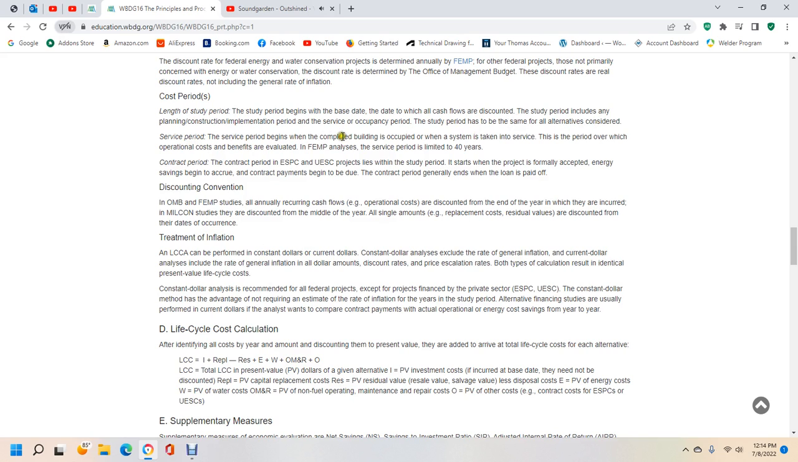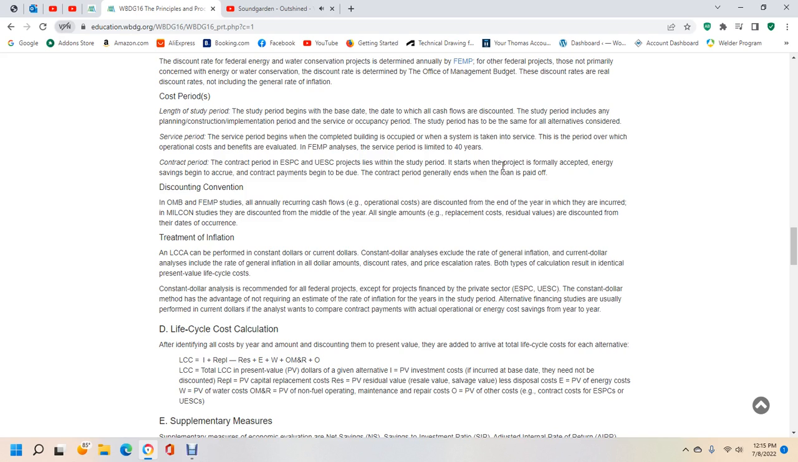The service period begins when the building is completed and occupied, and the same system is taken into consideration. This is the period over which operational costs and benefits are evaluated in FEMP analysis. The service period is limited to 40 years. The contract period is the period of the ESPC or ESC project contract, within the study period, beginning when the project is formally accepted. Energy savings accrue with contract payments that begin during the contract period, which generally ends when the loan is paid off. Discount convention.